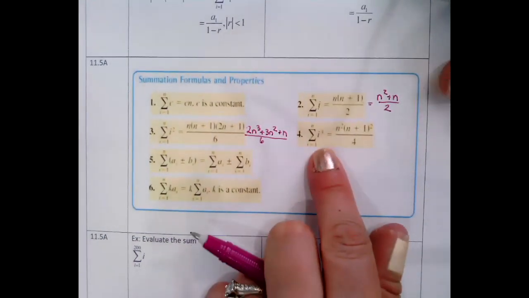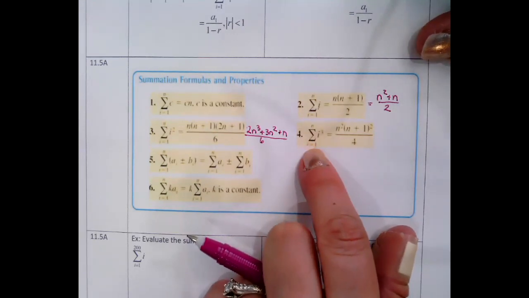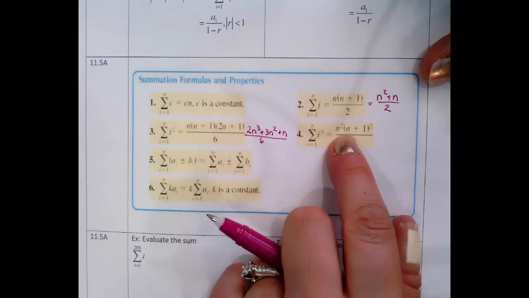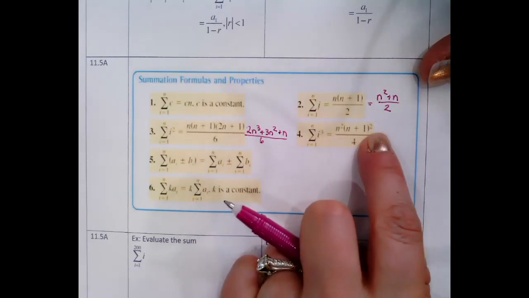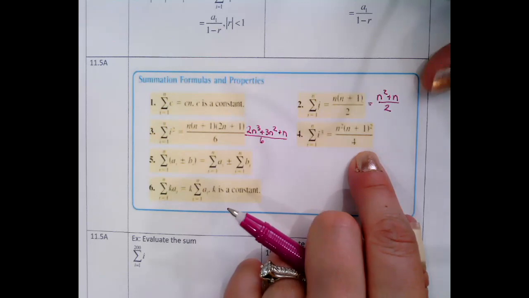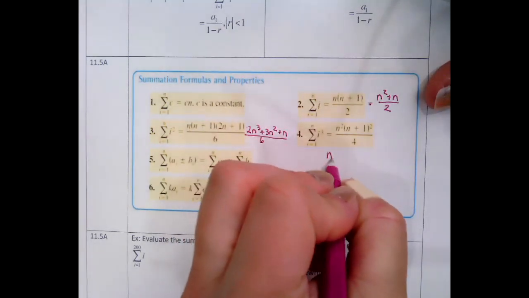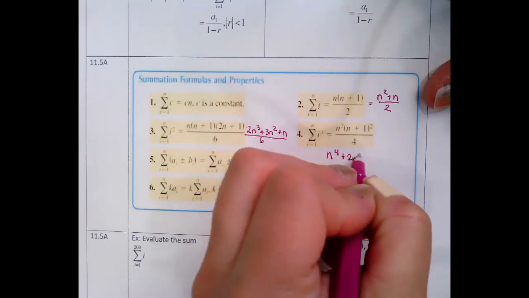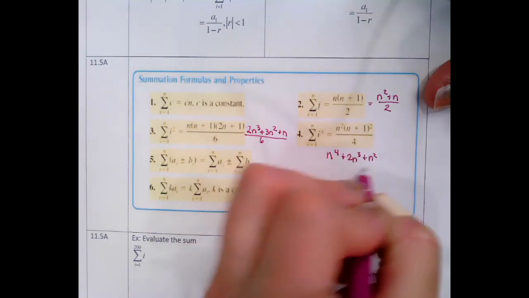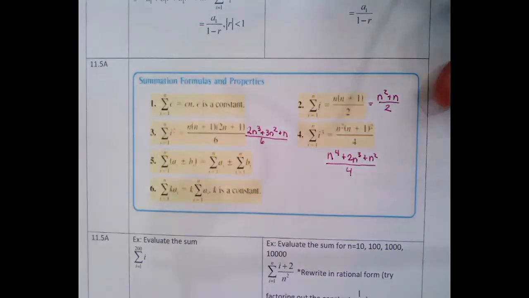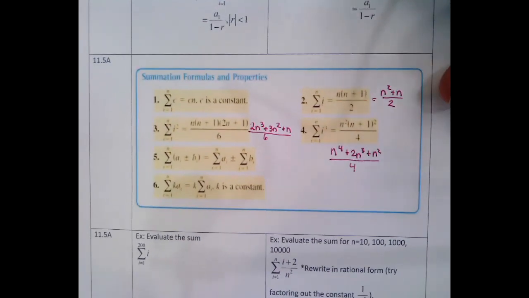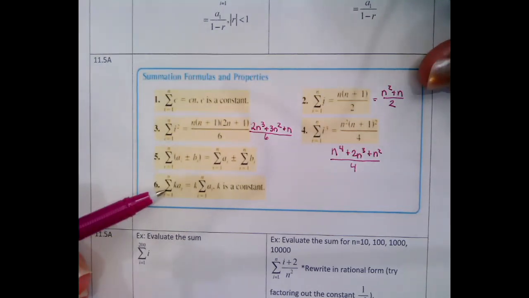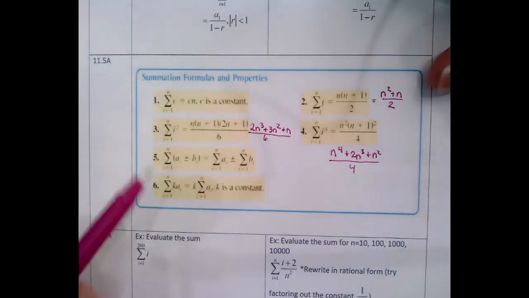And then the next one we're going to look at is the sum from i equals 1 to n for i to the third power. So that's n squared times the quantity n plus 1 squared, all divided by 4. And we can rewrite that one also as n to the fourth plus 2n to the third plus n squared, all divided by 4. So these last two have to do with adding or subtracting summation formulas and multiplying a summation formula times a constant.